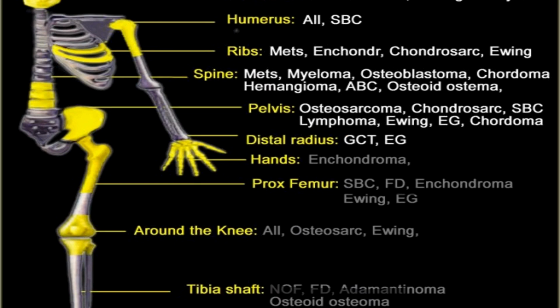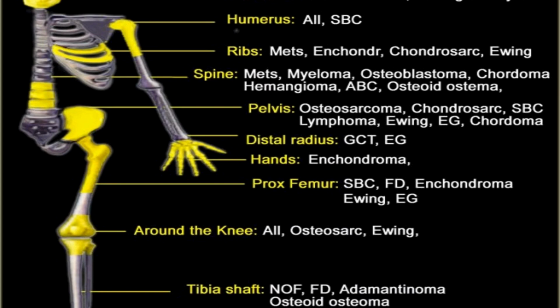Distal radius is more prone to GCT and eosinophilic granuloma, whereas in the hands it is enchondroma. Proximal femur shows predilection for simple bone cyst, fibrous dysplasia, enchondroma, Ewing sarcoma and eosinophilic granuloma. Around the knee, all types of bone tumor can be seen, but osteosarcoma and Ewing sarcoma are more common. In tibial shaft, non-ossifying fibroma, fibrous dysplasia, adamantinoma and osteoid osteoma are more common. In calcaneum, simple bone cyst, Ewing sarcoma, osteoblastoma and chondroblastoma are more common.